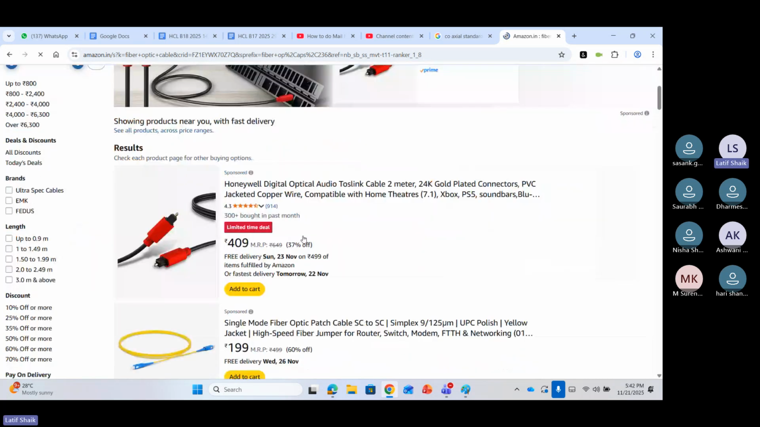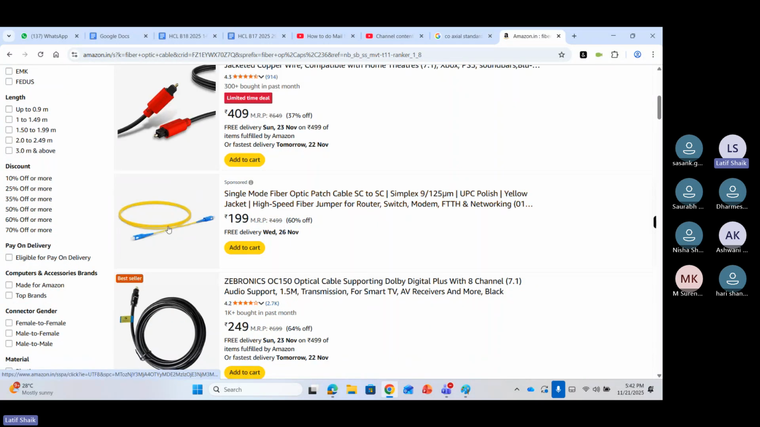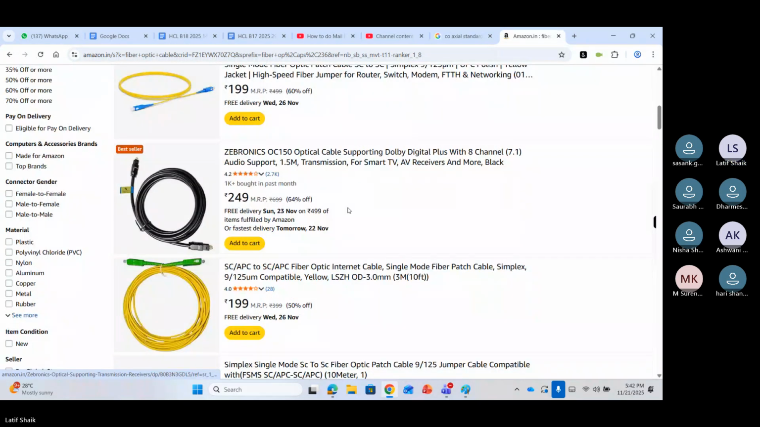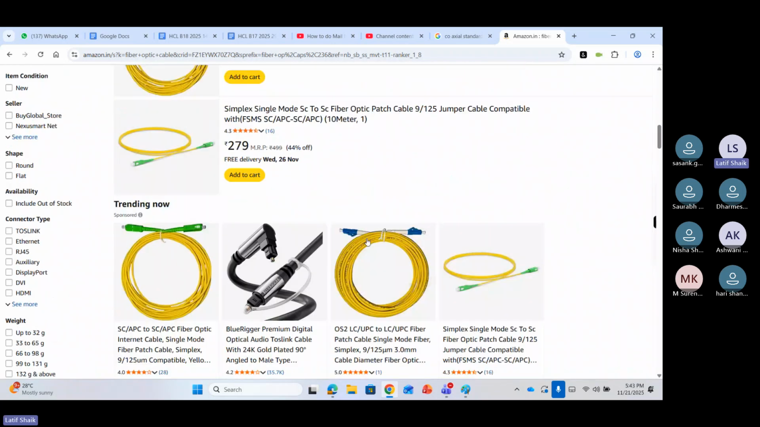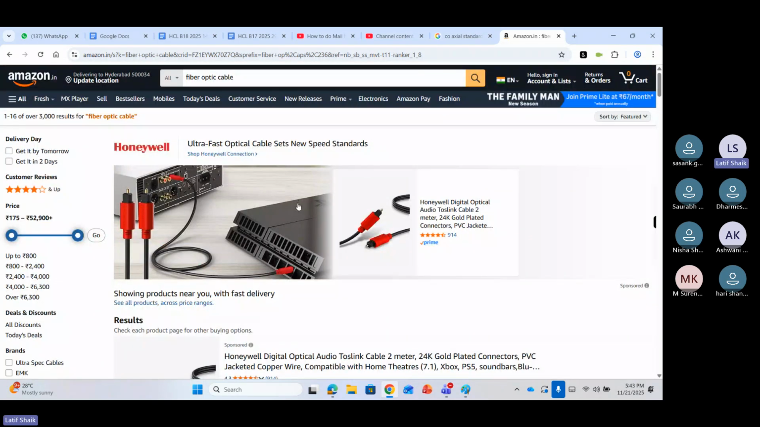LAN cables. This is 2 meters, 109. SC to SC is what we generally use. This is SC to ST. Again, these are not just a cable, guys. The connector is also important. We should know what connector we use. Nowadays, it is quite easy to buy. So how many meters? 2 meters, right?